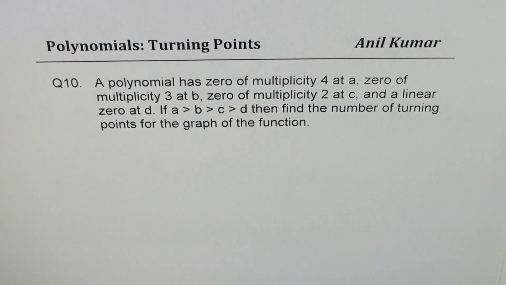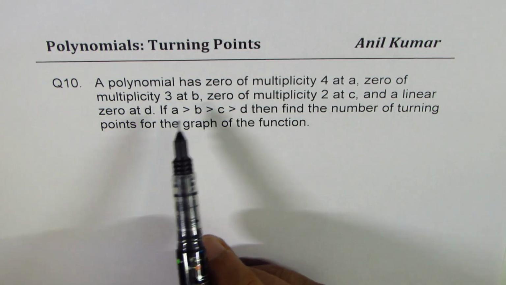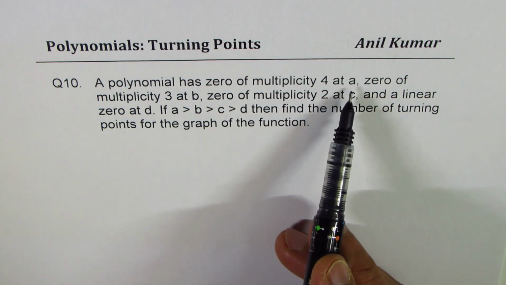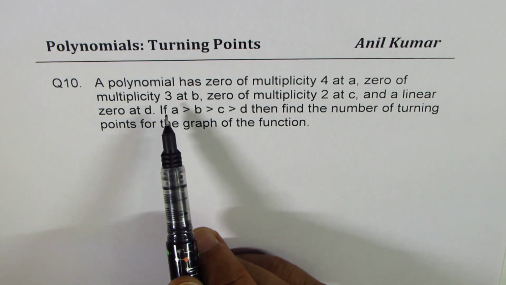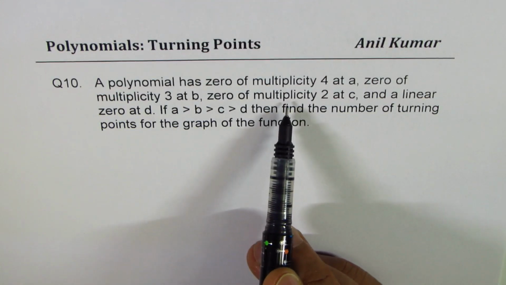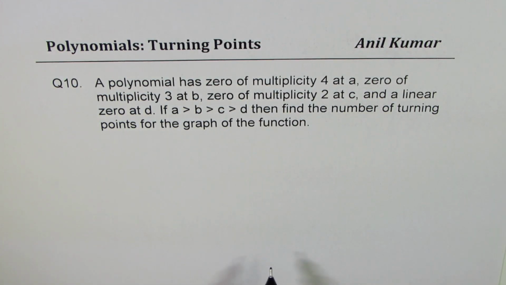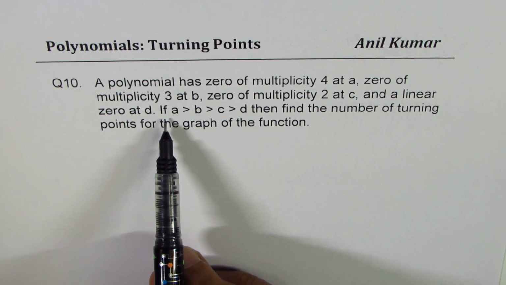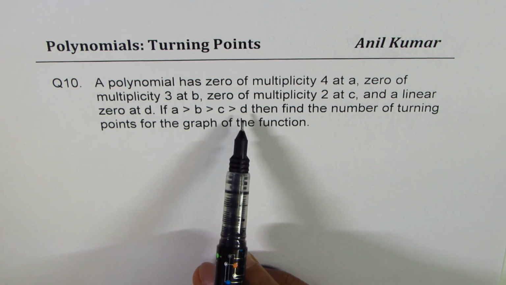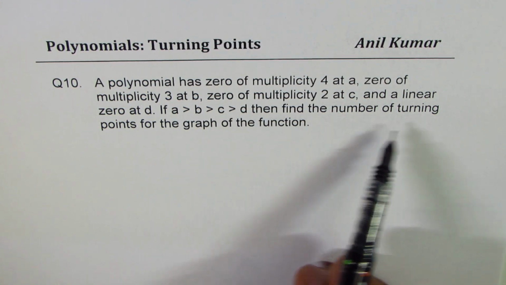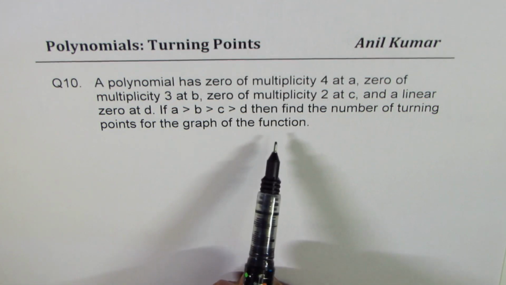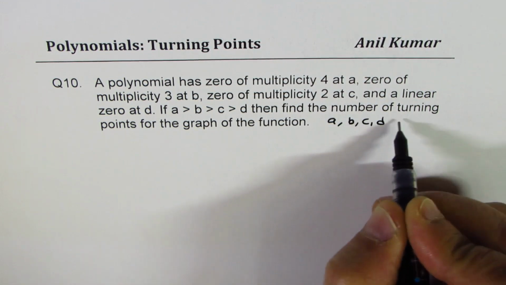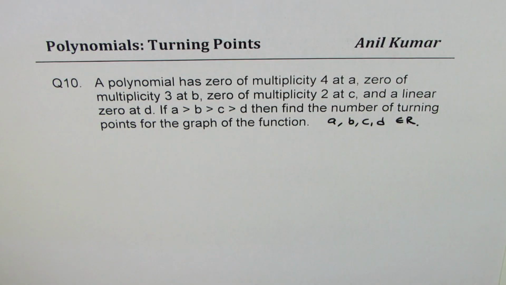Question number 10. That's the last question on this topic. A polynomial has a zero of multiplicity 4 at A, a zero of multiplicity 3 at B, a zero of multiplicity 2 at C, and a linear zero at D. So A, B, C, D are any real numbers, okay? If A is greater than B is greater than C is greater than D, then find the number of turning points for the graph of the function, right? So remember all these points A, B, C, and D belong to real numbers, right?